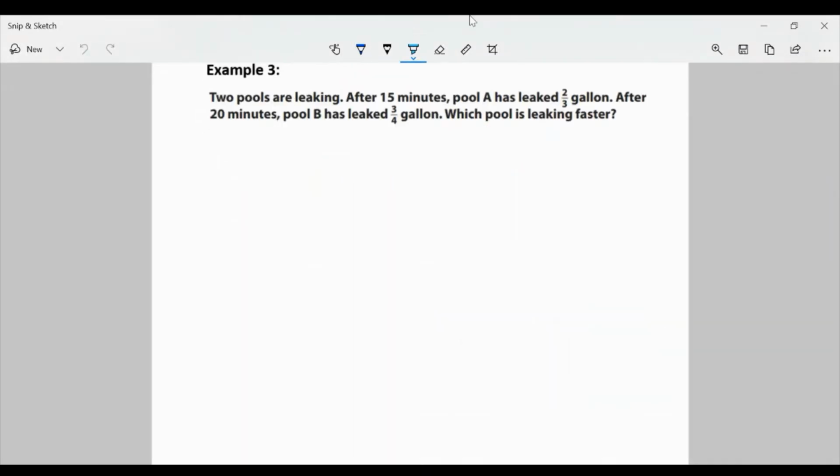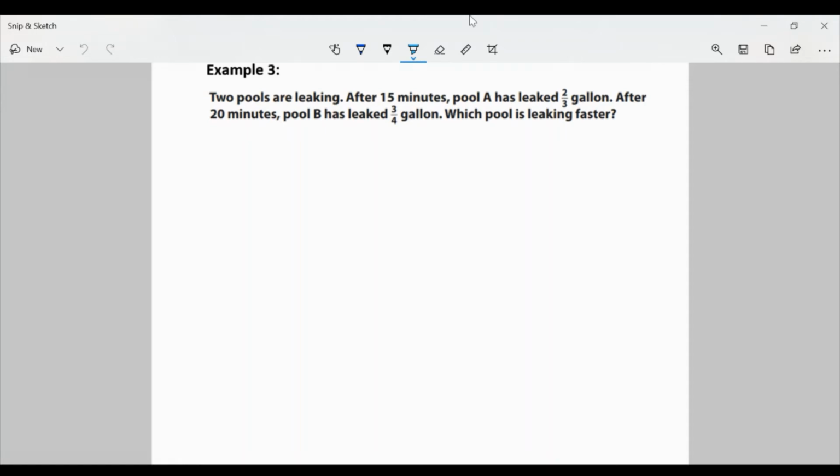All right, so let's look at example number 3 here. In this example, we have 2 pools leaking. After 15 minutes, pool A has leaked 2/3 of a gallon. After 20 minutes, pool B has leaked 3/4 of a gallon. Which pool is leaking faster?